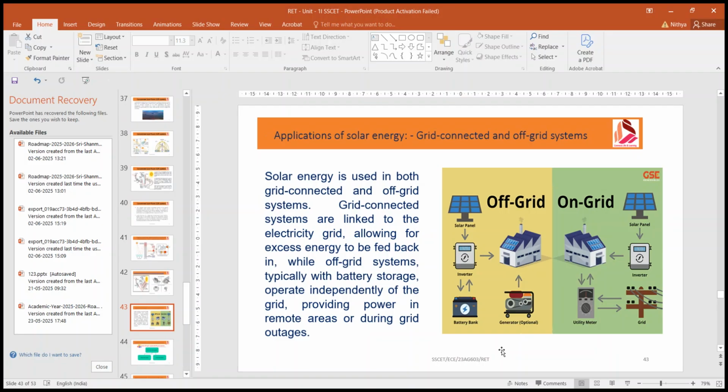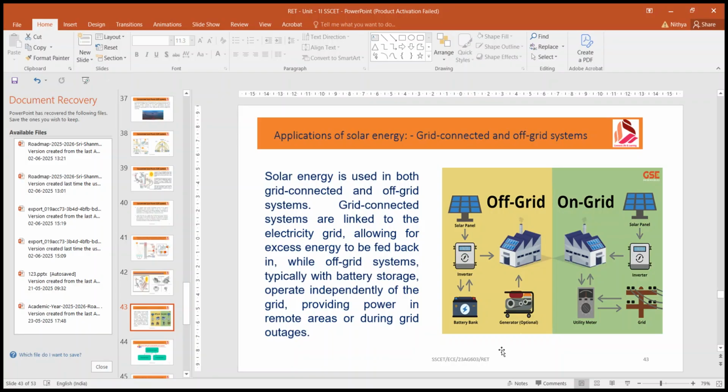Off grid means there are no differences at all. All the information is taken from the solar panel, then the inverter converts DC to AC, then it goes to the storage bank, and those values are utilized. In case of on-grid, the generated solar energy systems are incorporated with the transmission line. That line has to be observed in inverter mode. Then only that electricity is taken from the Tamil Nadu Electricity Board, and that is the on-grid system.